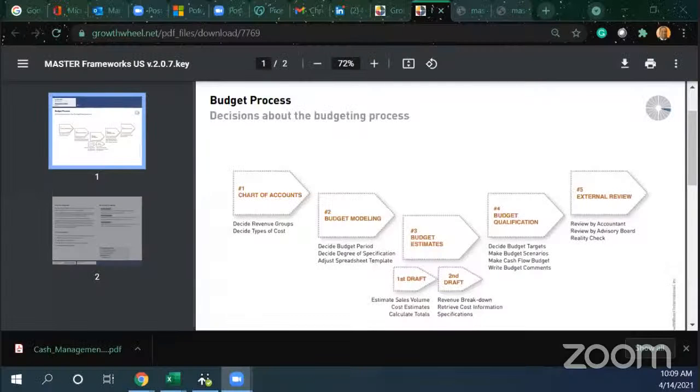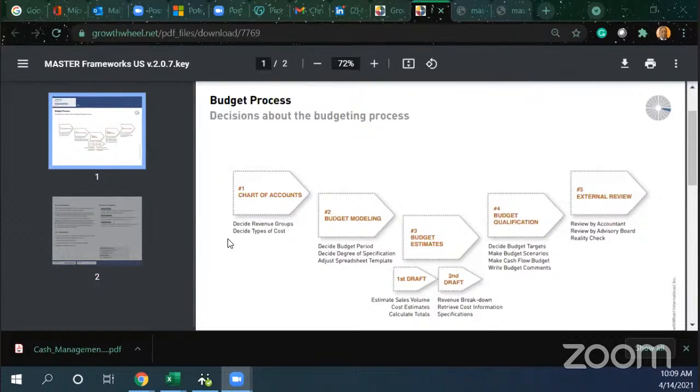Budget, right? And so the first component is to create your chart of accounts. What this is, you're deciding your revenue groups. So how many different ways do you make money, right? Do you have subscription sales, online sales, in-person sales, whatever those sales revenue pieces are, you want to create a list of all the revenue groups, all the different types of ways you make money.